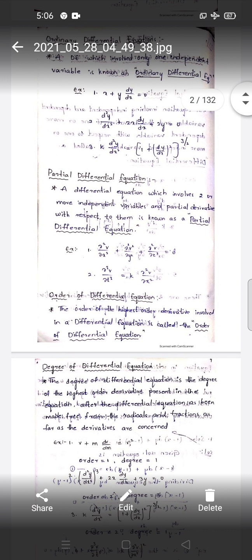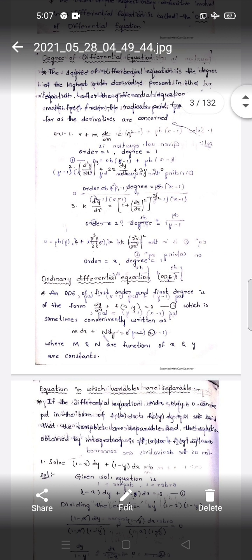So the degree condition comes to 3. So order 2, degree 3. So this is also the degree of a differential equation.